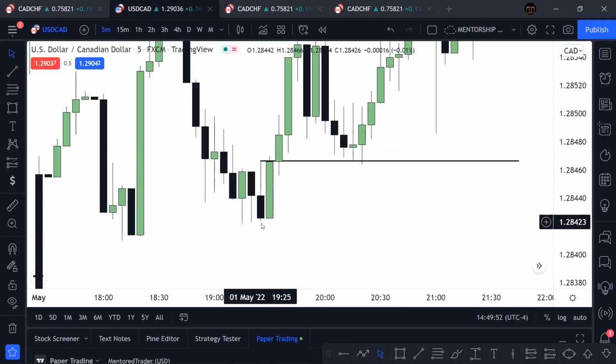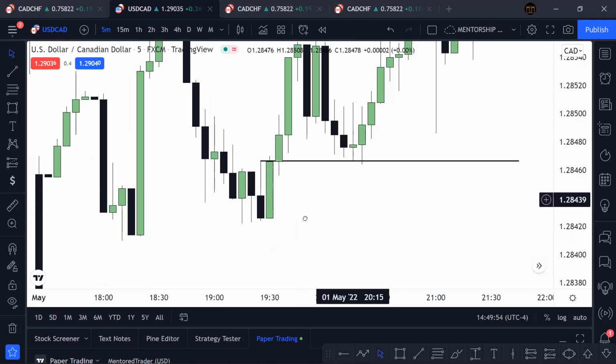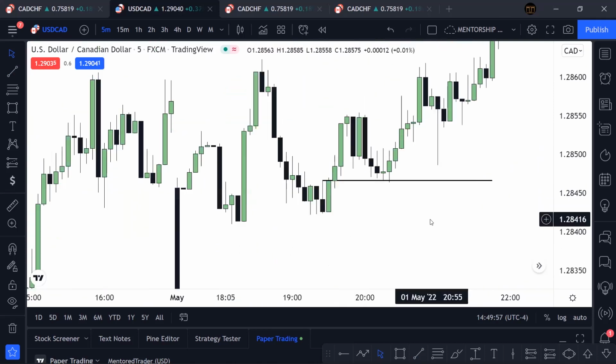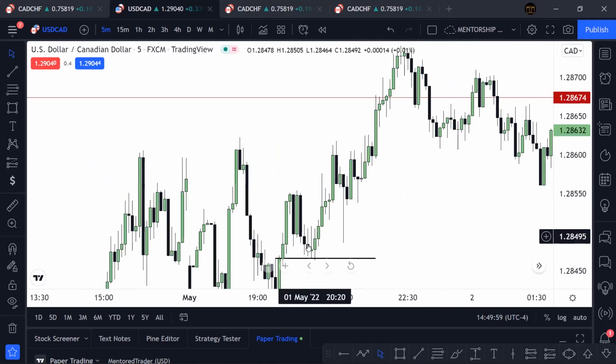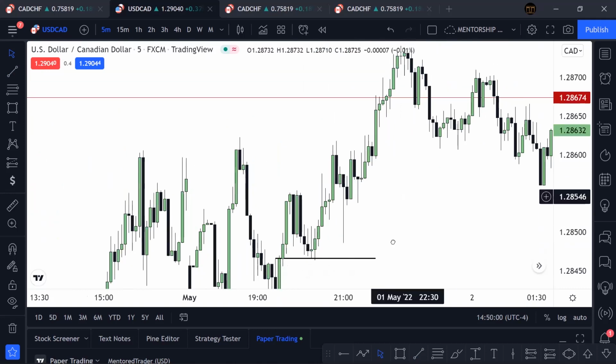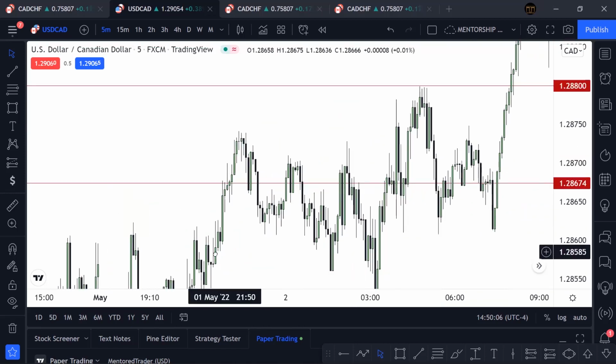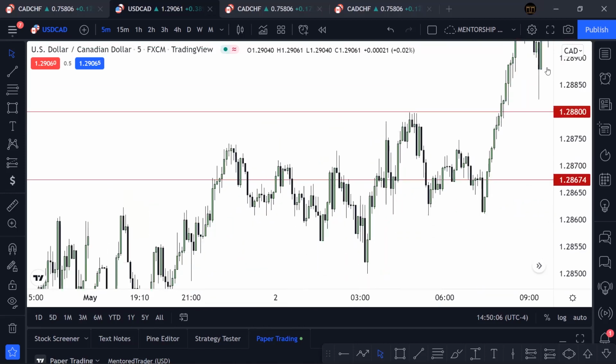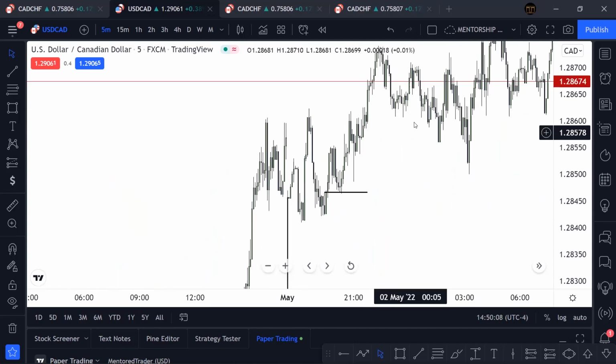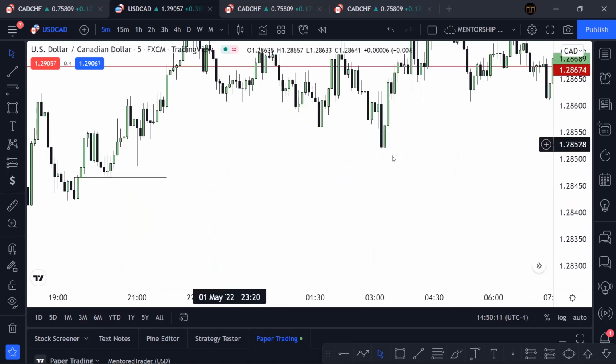Where do you put your stop loss? Once one. Smart money concepts. What happens after that? Boom. Okay, it trades higher and higher to this level. So that is how you do it.